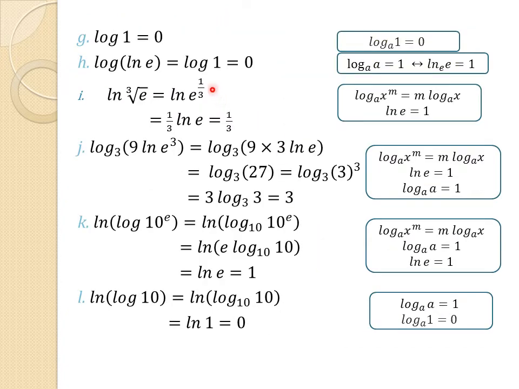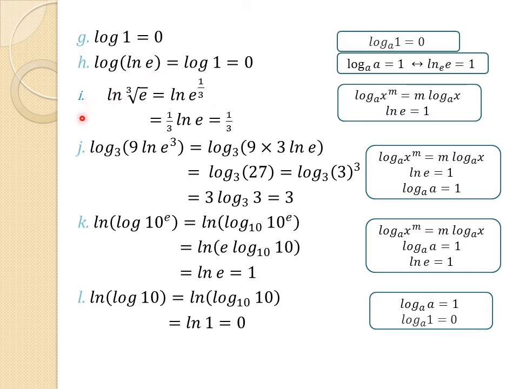For the same exercise 1, we will calculate. Now we have in G logarithm 1. And we know that logarithm 1 for any base, the result is 0. So the answer is 0. Now if we have in H logarithm ln e. So first, we must solve the inner value, ln e. And as we know that ln e means the base is e, so both are equal here. So then the value of ln e is 1. Then logarithm ln e is logarithm 1, and logarithm 1 for any base is 0.